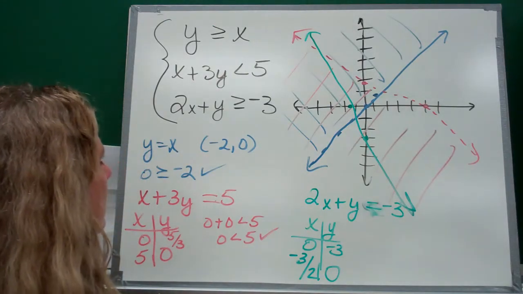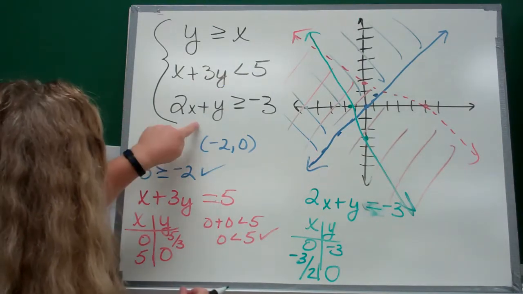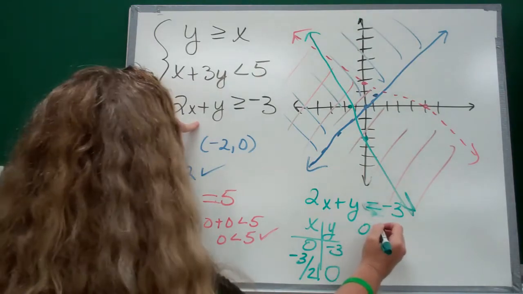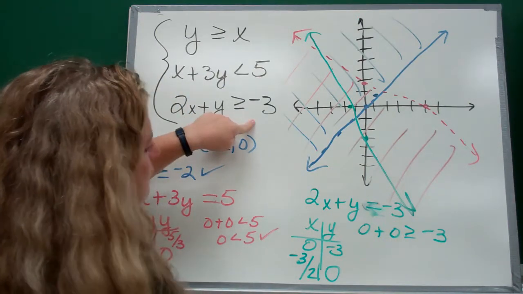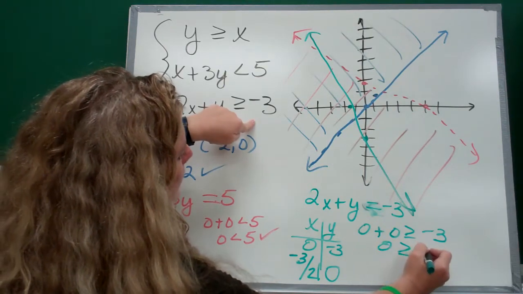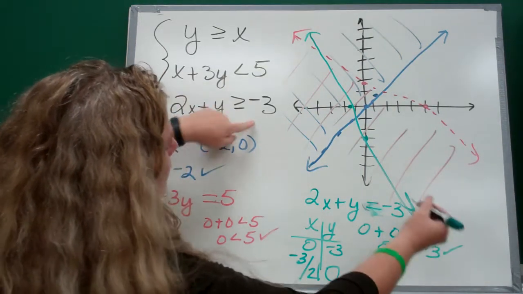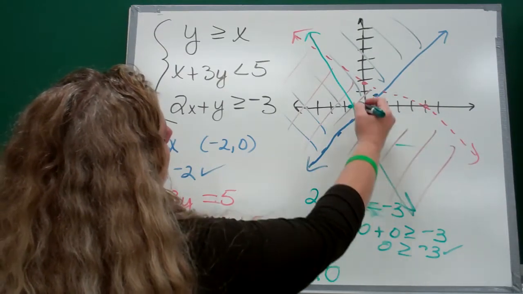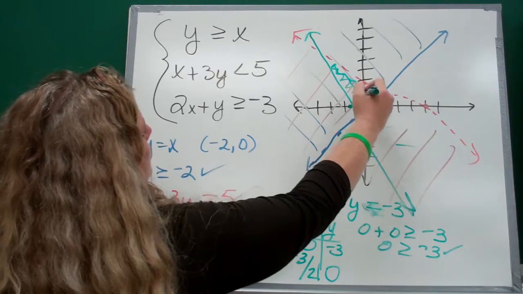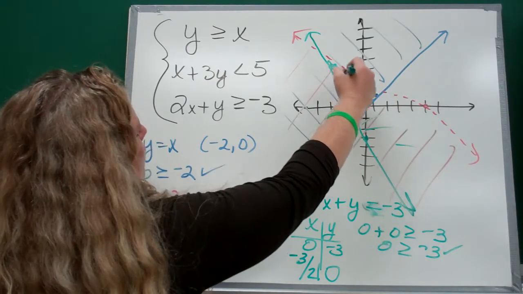Now, where do we shade? Plug in 0, 0. Okay, 0 plus 0 is greater than or equal to -3. Is that true? Yes, it is. Check. So 0, 0 is over here. So that would be this side of this line. So our solution is this little triangle right in the middle.